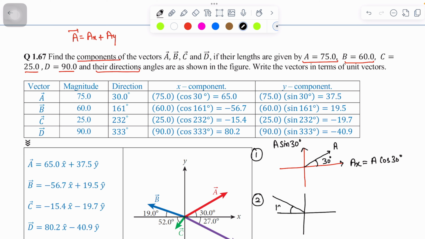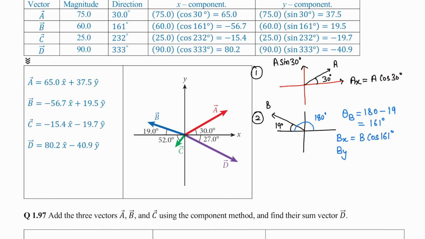Here is the angle 19. Here is your angle 19. This is your B. Now my question is, as we know, this full angle is 180. Yes or no? So if I need to find theta B, can I say 180 minus 19? Yes or no? Just think and then give me the answer. So your answer should be 161 degree. Easy. So now you have both the parts. So BX is equal to your B cosine 161 degree and BY equals B sine of 161 degree. Clear? Similarly, the C part.